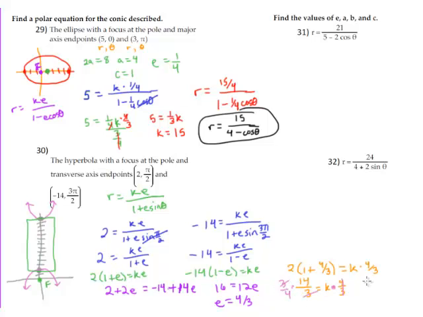And get 14 over 4, which is 7/2. And that means that our equation is r equals 4/3 times 7/2, which is 28 over 6, which is 14 over 3, over 1 plus 4/3 sine theta, which you multiply everything by 3 and get r equals 14 over 3 plus 4 sine theta.